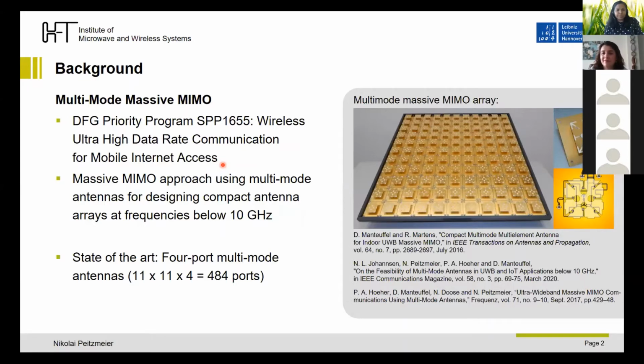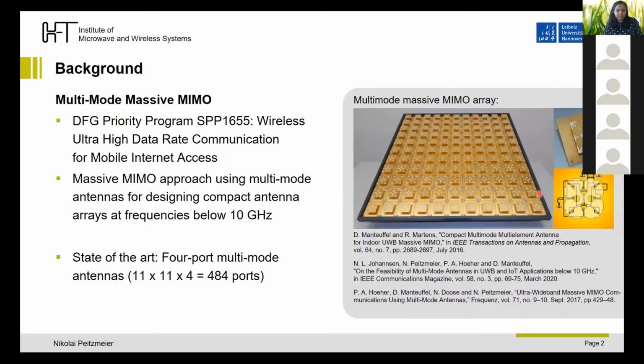of a priority program of the German Research Foundation aiming at achieving ultra-high data rate wireless communication systems of about 100 gigabits per second and beyond. And in our part of this project, we try to achieve these goals with a massive MIMO approach at frequencies below 10 gigahertz. And in order to design compact antenna elements, we apply multi-mode antennas designed by means of characteristic modes.